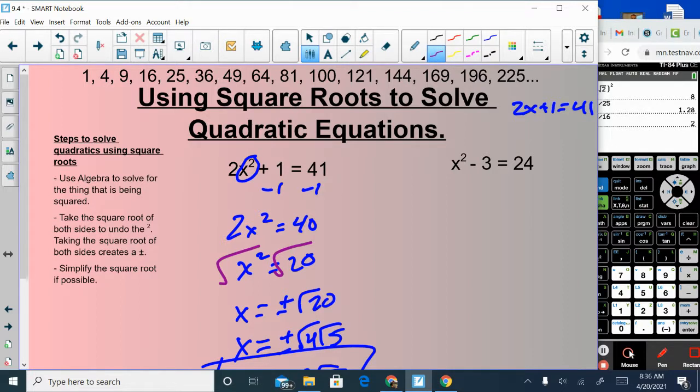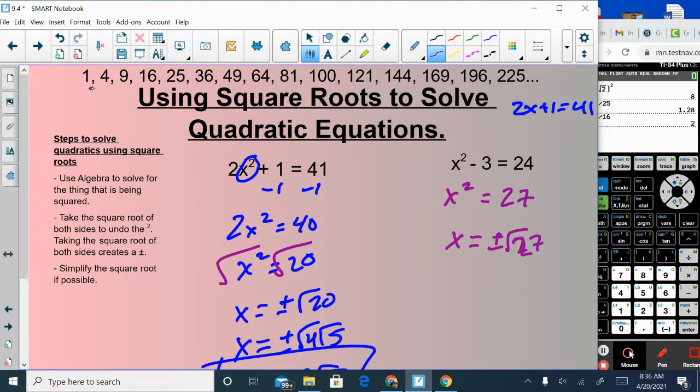Trying this one out, maybe a good chance for you guys to pause this. Add 3 to both sides. You would have x squared is equal to 27. Take the square root of both sides now, and that would be x is equal to plus or minus the square root of 27.